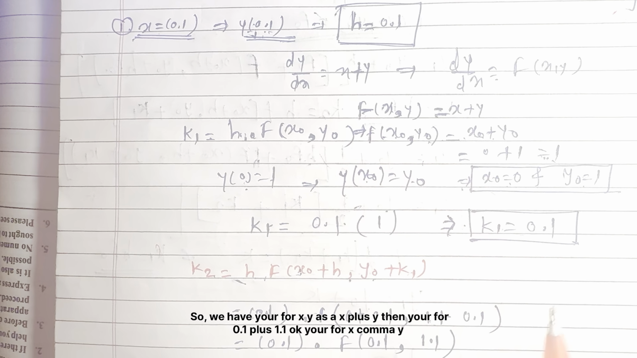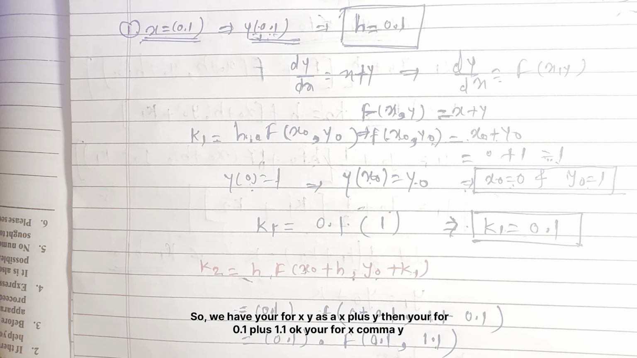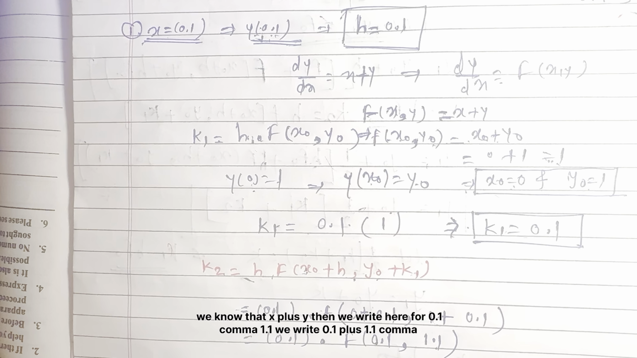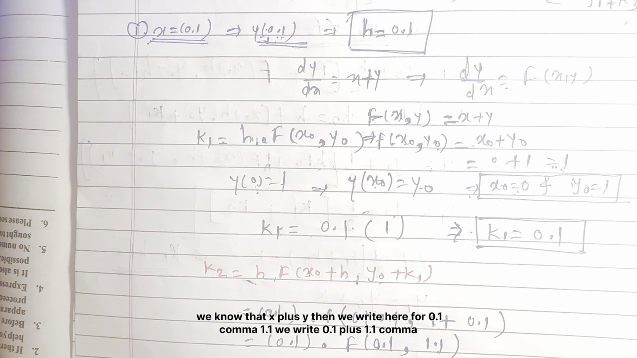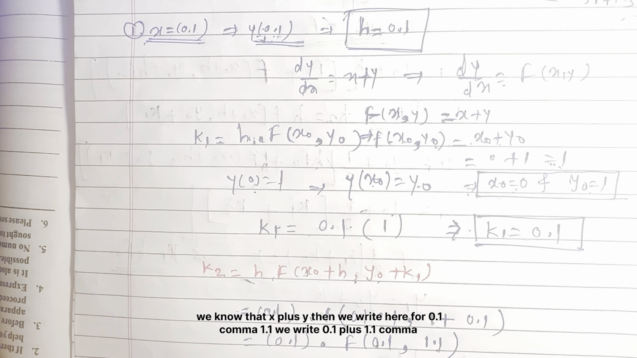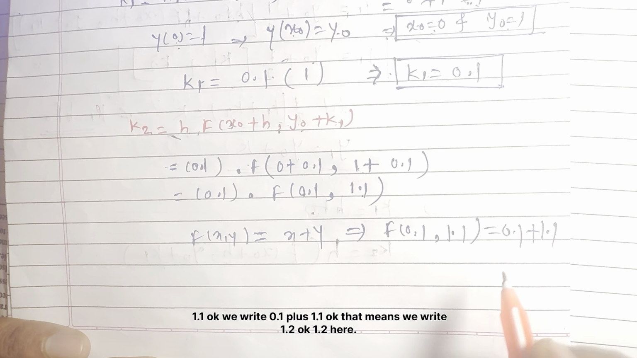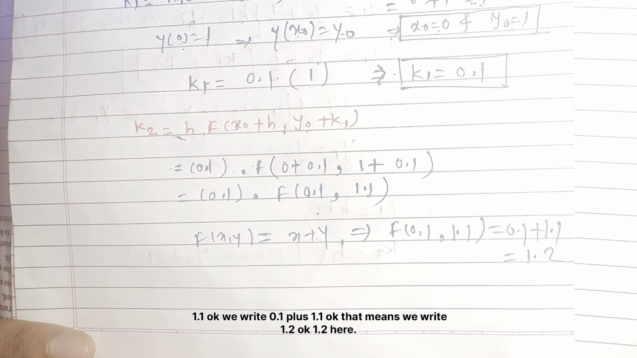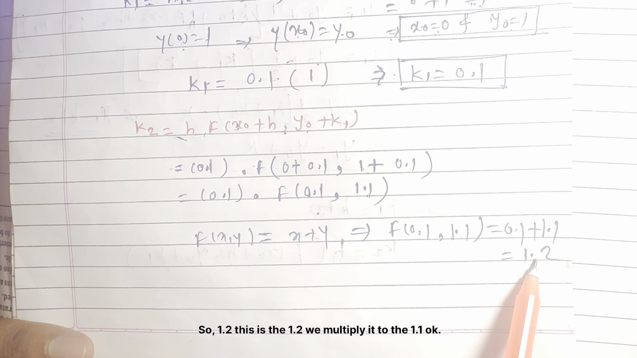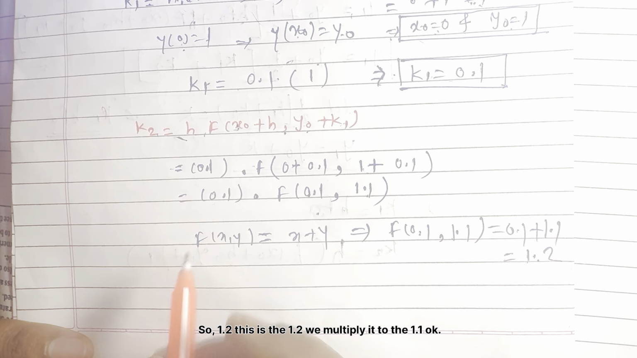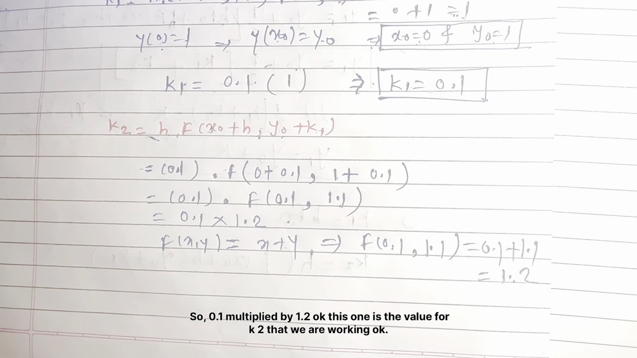So we have f of x, y as x plus y, then f of 0.1 comma 1.1. We write 0.1 plus 1.1, that means we write 1.2. This 1.2 we multiply with 0.1, so 0.1 multiplied by 1.2. This one is the value for k2 that we are working out.